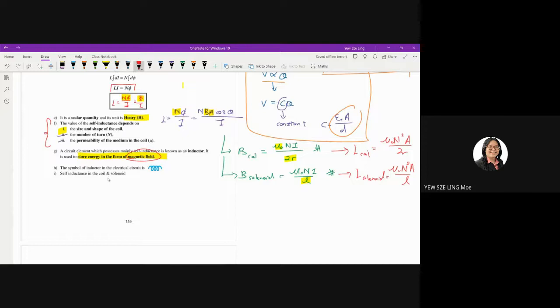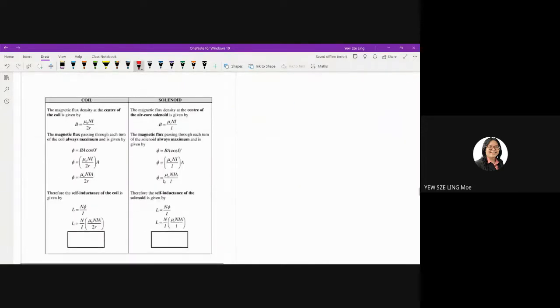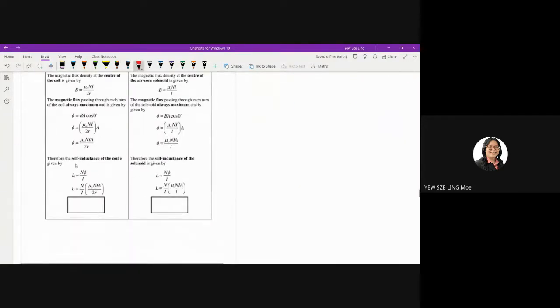So self-inductance in the coil and the solenoid here, I derived it for you just now. So right now you just have to write down the equation. L is equal to mu naught N squared A over 2R. Here, L is equal to mu naught N squared A over L. So this one, you just write it down.